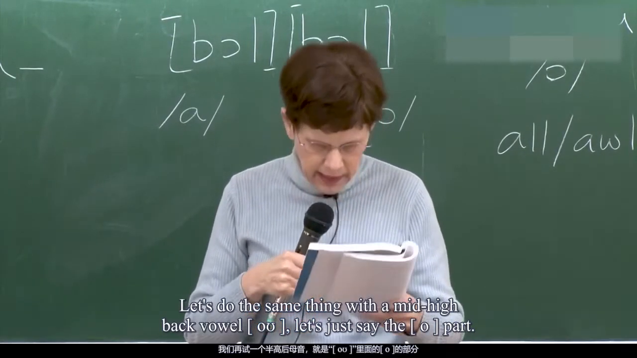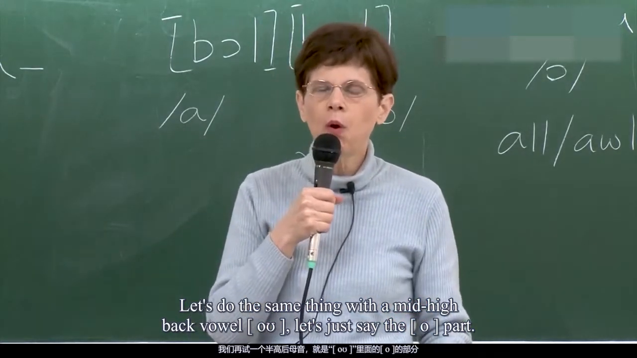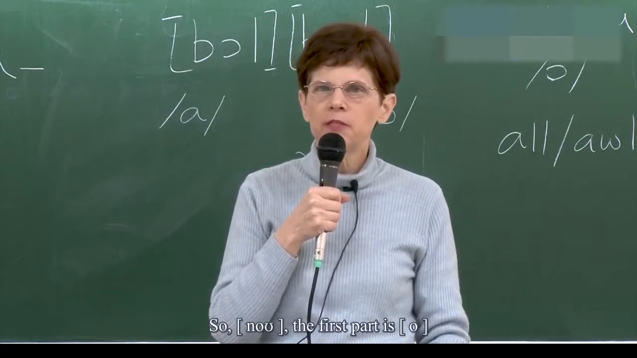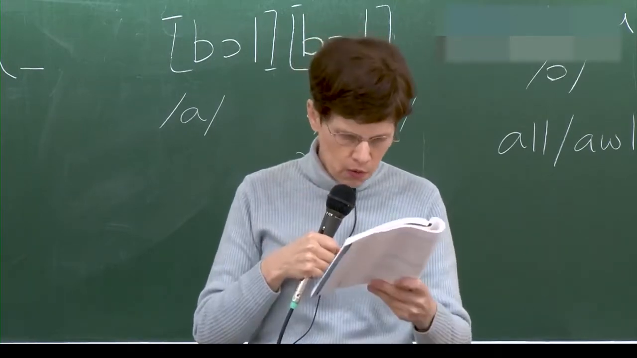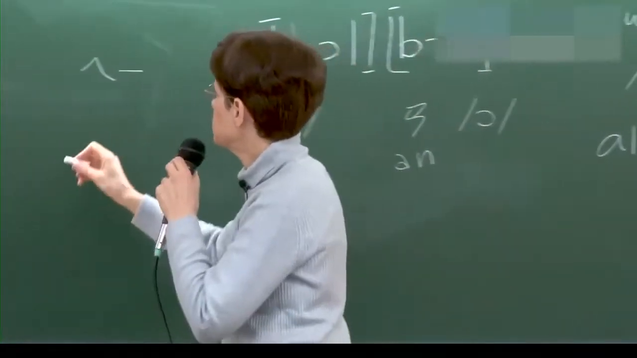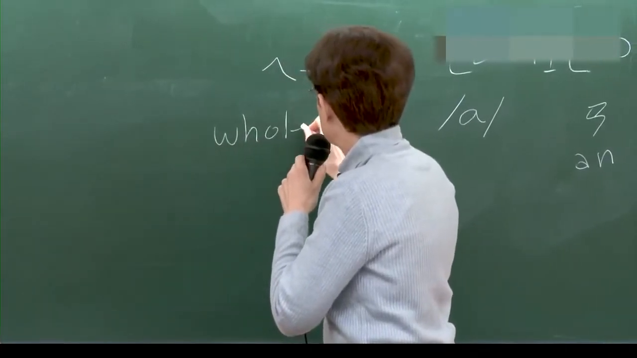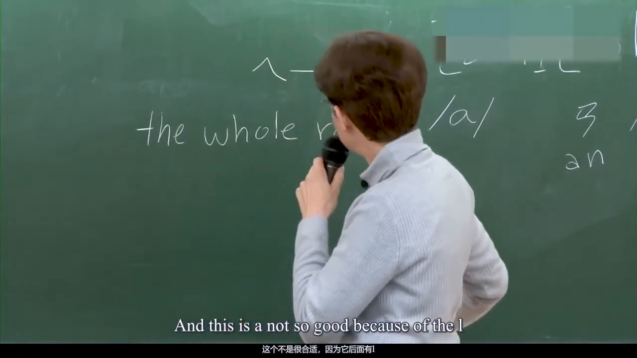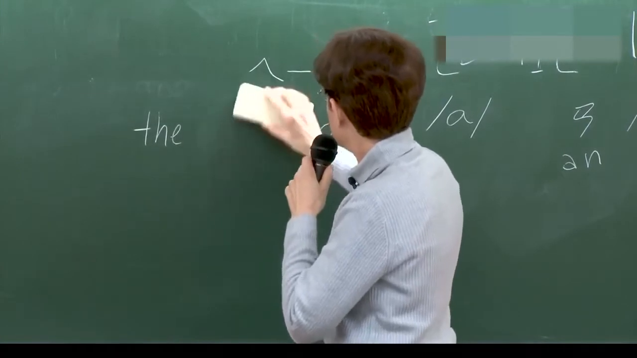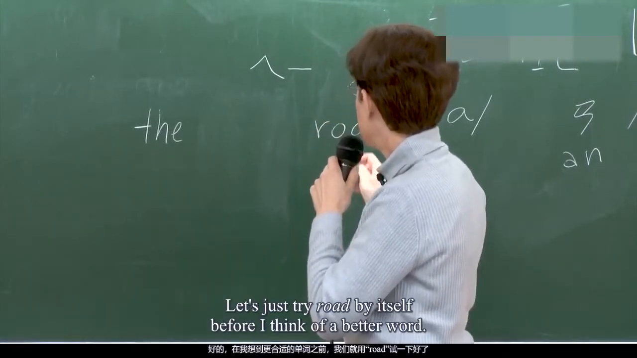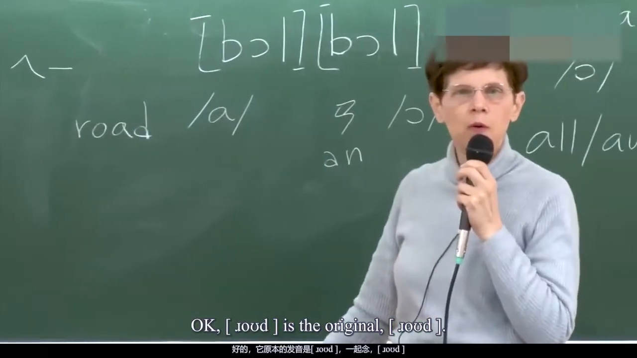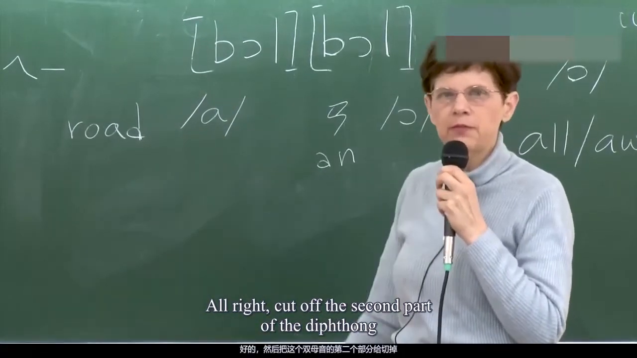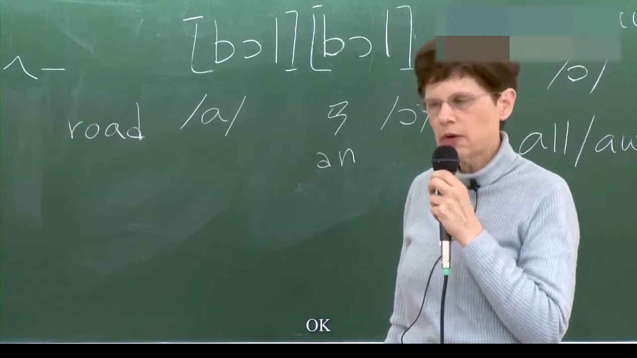Let's do the same thing with the mid-high back vowel O. Let's just say the O part. That's another thing you do instead of saying "no." Many of you say "no." So "no," the first part is O, O, okay? This is kind of silly, but it's got O's. And this is not so good because of the L. Let's just try "road" by itself before I think of a better word. Okay, "road" is the original, "road." All right, let's cut off the second part of the diphthong, "road." Okay.